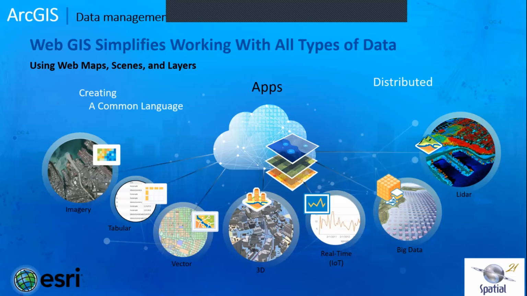Then we have data management. Driving the mapping and visualization is data. Data management allows you to create, organize, and maintain accurate location and details about your assets and resources. So WebGIS simplifies working with all types of data. It brings data together by using web maps, web scenes, and web layers. It can access any kind of data, such as imagery, maps, real-time data, and LiDAR, in one common language.